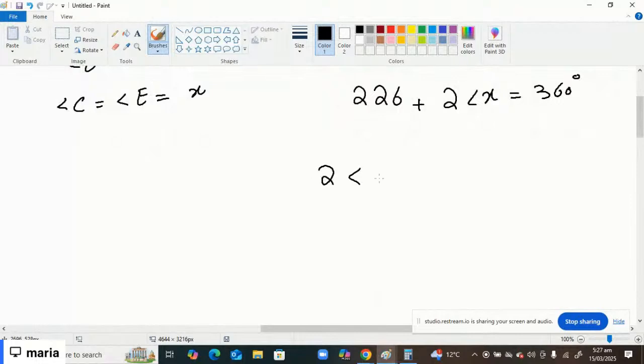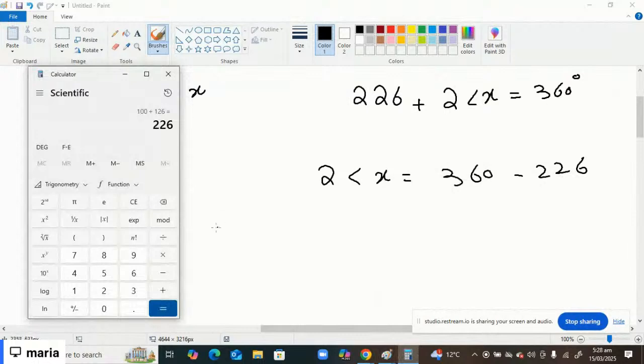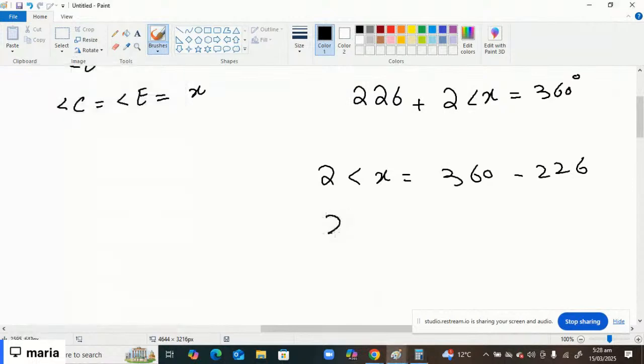So 2 angle X is equal to 360 minus 226. Subtraction here. Going to move this 226. Sorry, this is 360 minus 226. This is 134. Okay. 2 angle X is equal to 134.